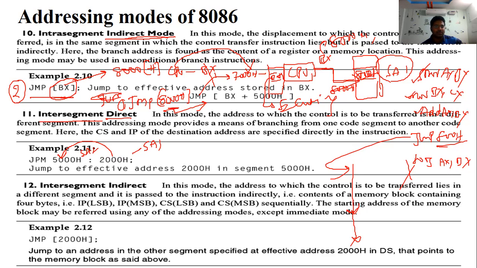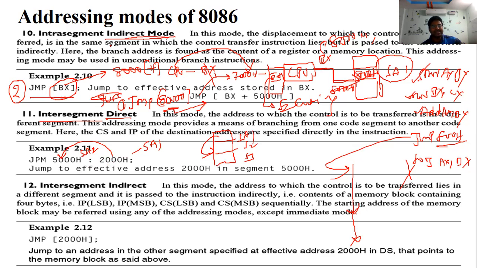Just for example, segment 1 and segment 2. Segment 1 jumps to the segment 2 locations, so this is the inter segment. The microprocessor moves from one segment to another: segment 1, segment 2, then segment 3. The microprocessor jumps from one segment to another segment's memory locations.